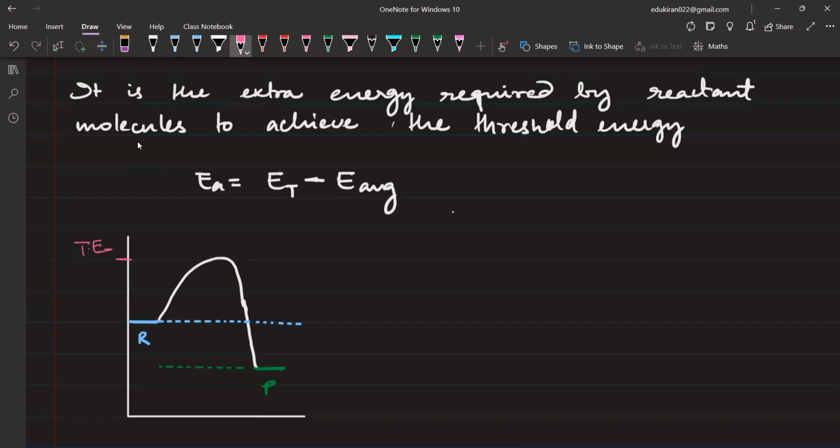Now, this energy, this is known as activation energy. ठीक है, because reactant के पास इतना एनर्जी था. This is the extra amount of energy जो पिंक लाइन में हमारे पास है.